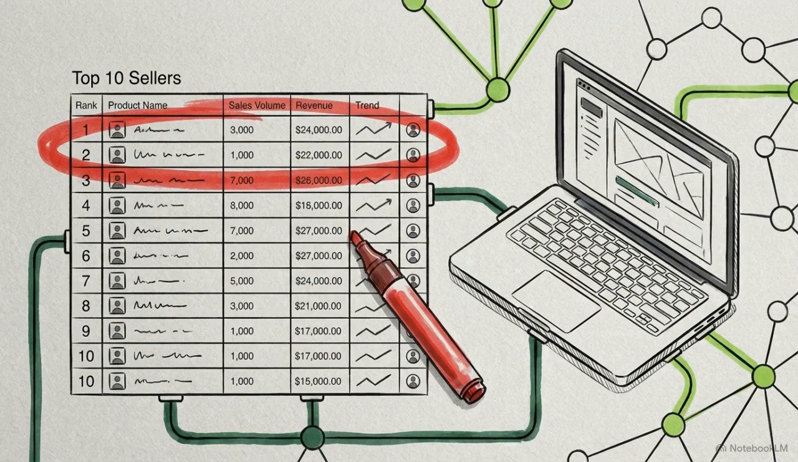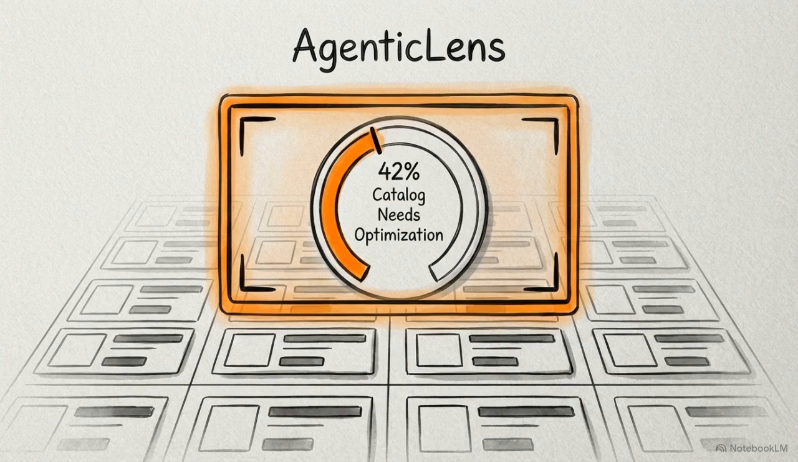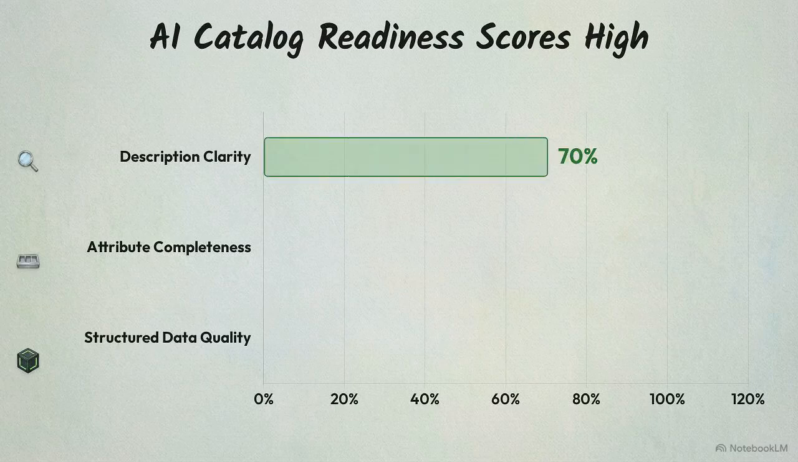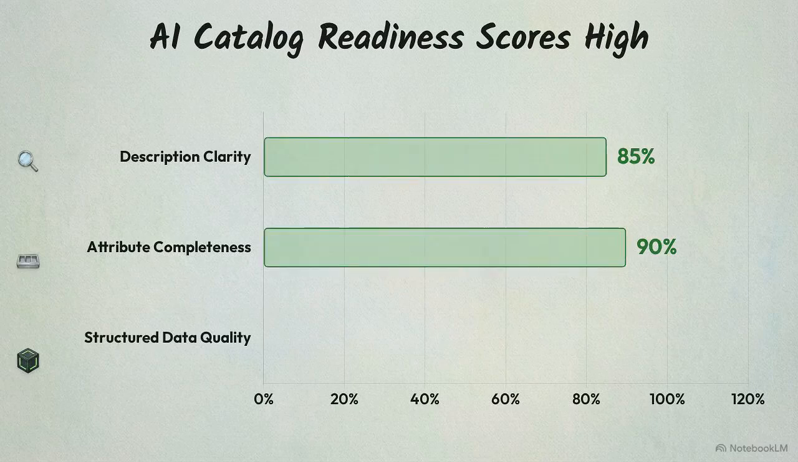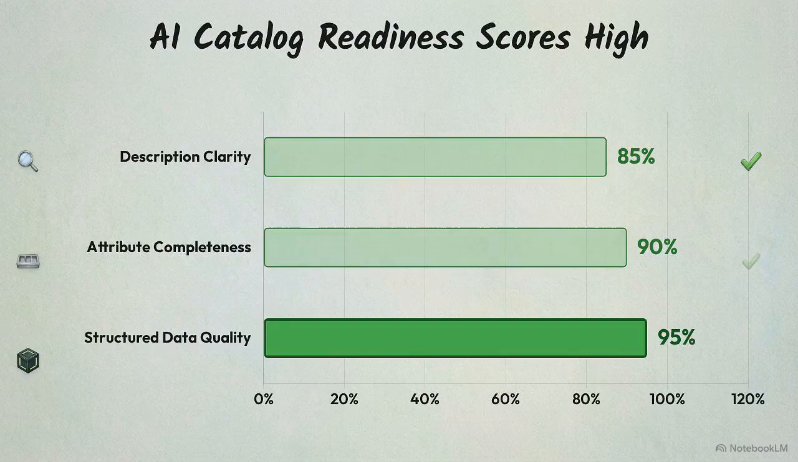Start by applying this 5-step optimization protocol to your 10 best-selling products to see how it improves their discoverability. To identify which products need the most work, the Agentic Lens tool can automate the audit for you. It scores your catalog based on description clarity, attribute completeness, and structured data quality.